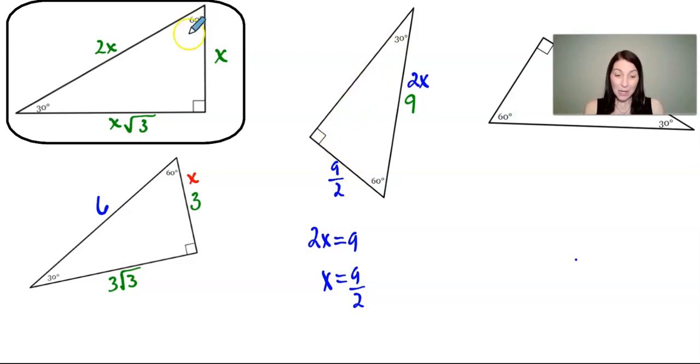What I have left is the side across from 60, which is the side x times the square root of 3, or the side across from 30 times the square root of 3. That would be 9 over 2 times root 3, or 9 root 3 over 2.